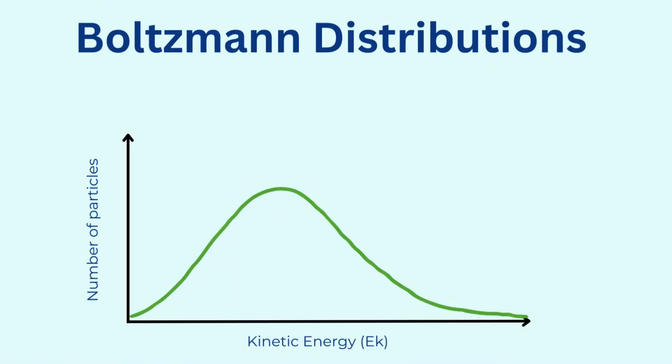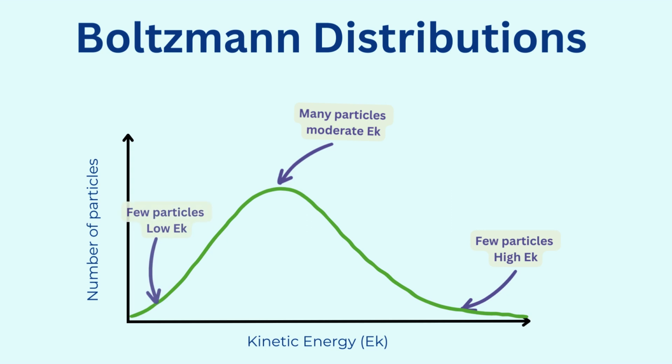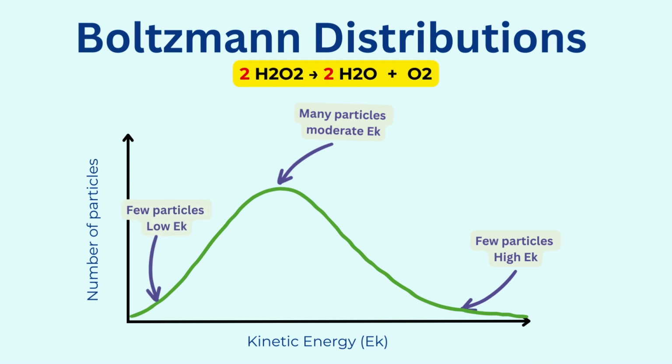Okay, let's look at some Boltzmann distributions. An essential graph with kinetic energy on the x-axis and the number of molecules on the y-axis. It describes how molecules in a sample at a given temperature have a range of kinetic energies. The peak indicates the most common kinetic energy among the molecules, while the ends represent those with high and low kinetic energies. Take hydrogen peroxide for example.